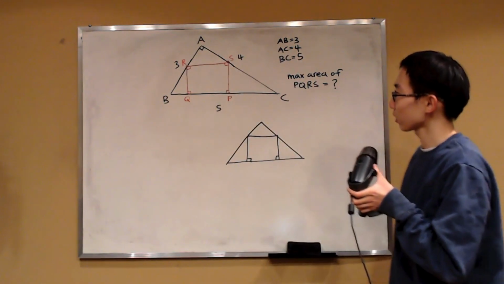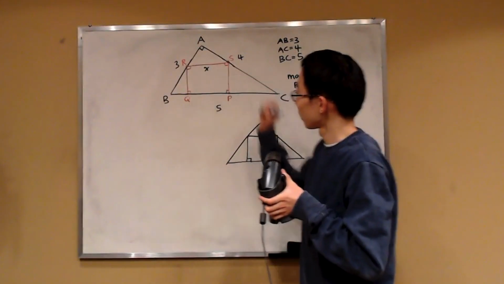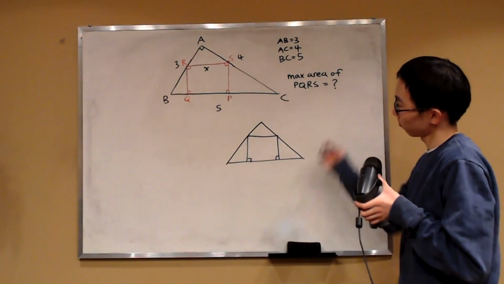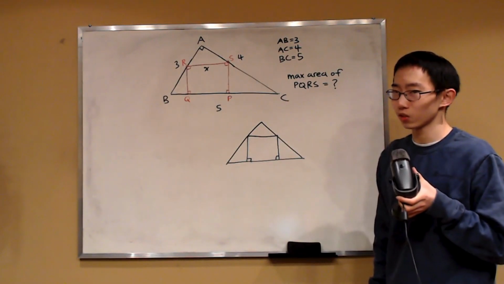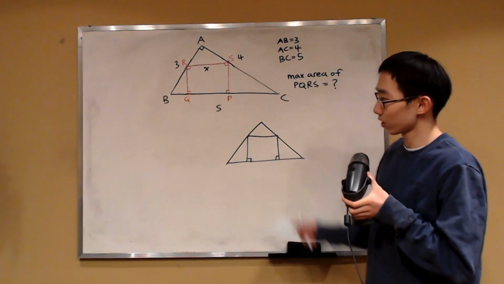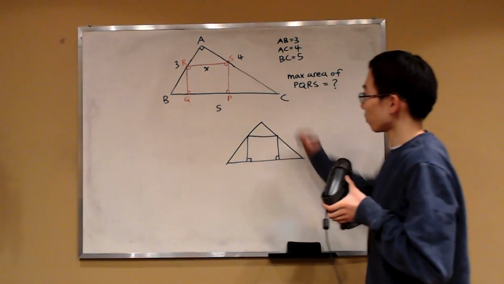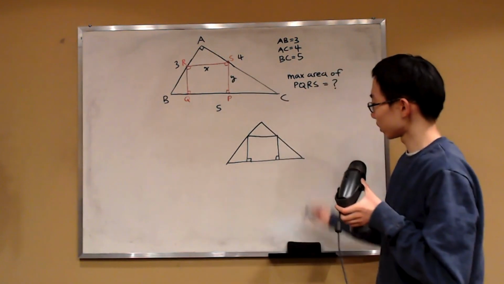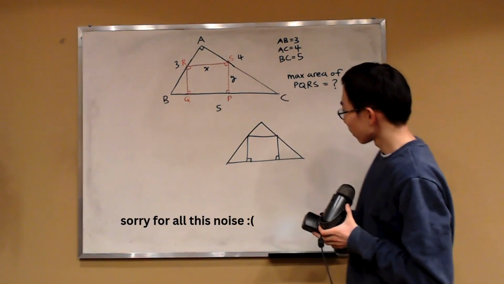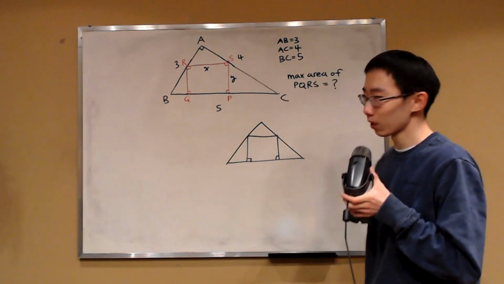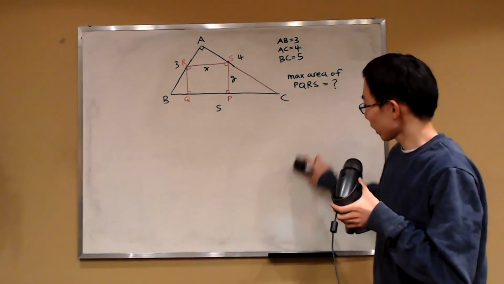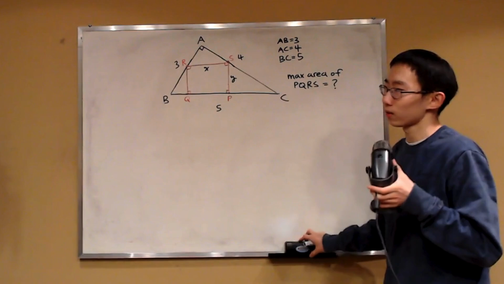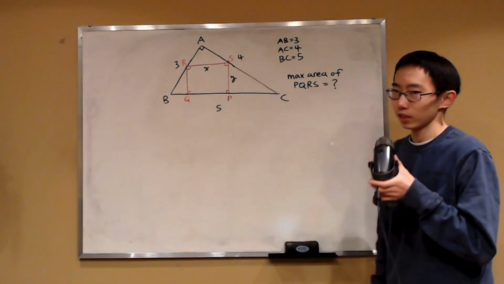So let's call the length of RS x. Now, the other dimension of the rectangle, we don't really have a good way to represent that in terms of x, so we'll just call it y. However, if we can ever write y in terms of x, that would be perfect, because then we have a function about x, and we can just find the maximum from there. So how do we proceed?